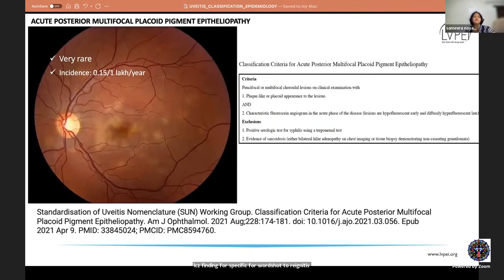Next is acute posterior multifocal placoid pigment epitheliopathy. This is also very rare. Incidence is 0.15 per 1 lakh per year. The inclusion criteria are multifocal choroidal lesions on clinical examination with a plaque-like or placoid appearance to the lesion, plus characteristic fluorescein angiogram in the acute phase of the disease. And here also they have excluded syphilis and sarcoidosis.